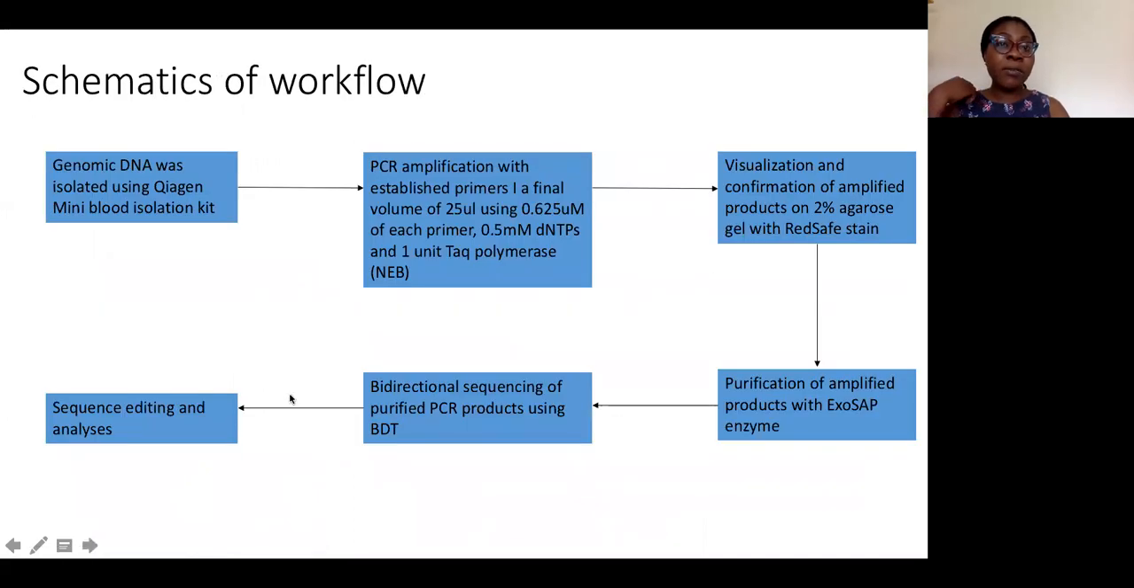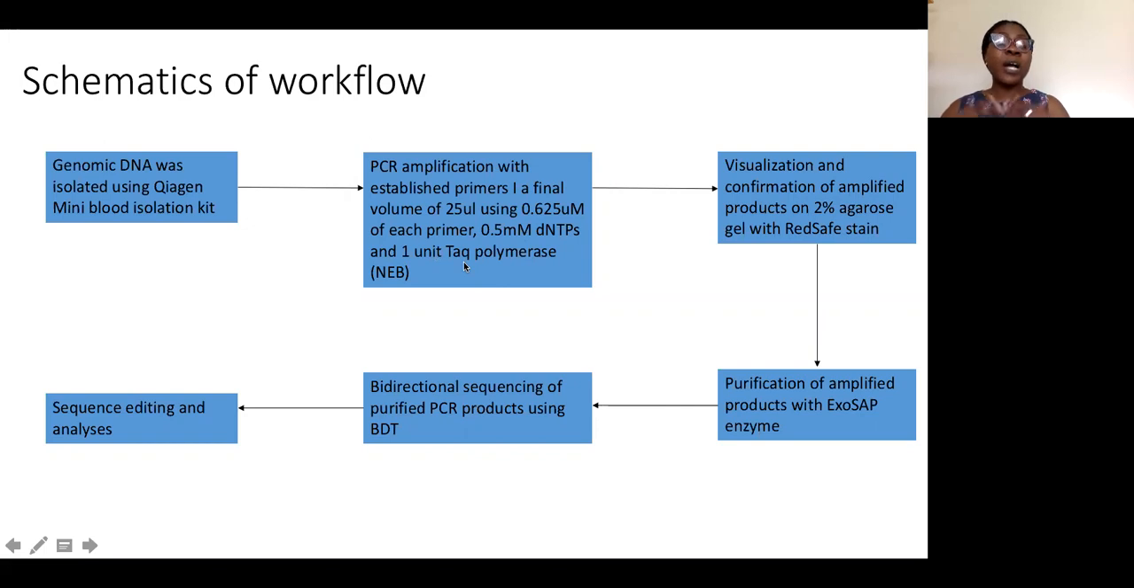Now, these are schematics of the workflow. When we got to the lab, as in other basic molecular biology experiments, we isolated the DNA using the QIAGEN mini blood isolation kit, after which we used specific primers that target tumor necrosis factor to amplify this gene in a final volume of 25 microliters, using this concentration of primers as well as the dNTPs with 1 unit of Taq polymerase.